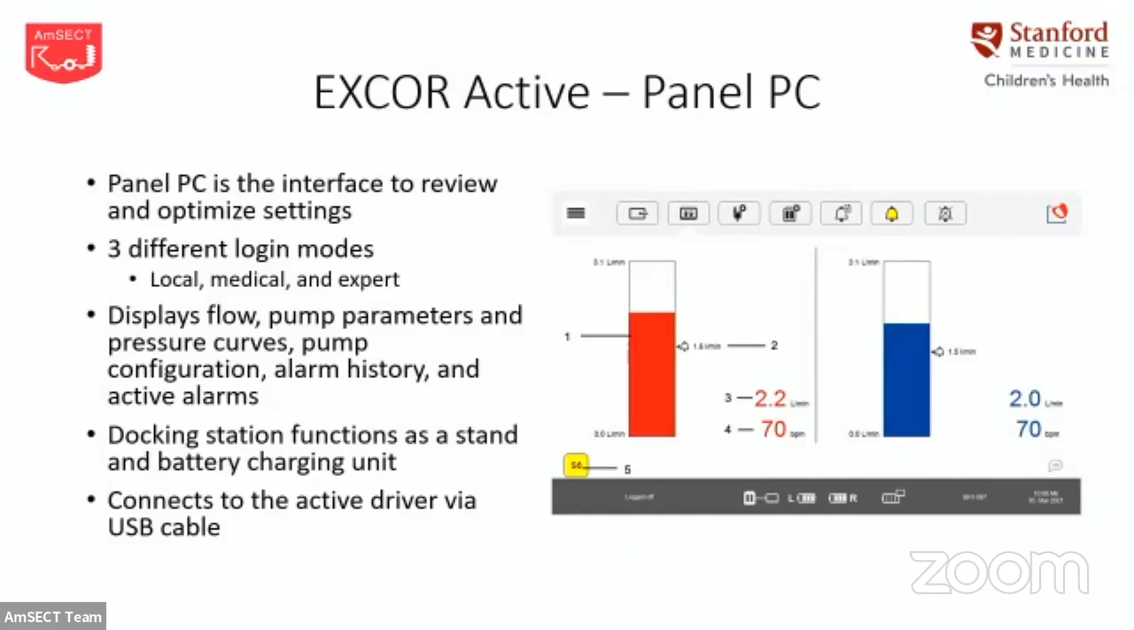And then if you have an active alarm, you can see the yellow bell pop up. There's a docking station that comes with the panel PC, so it really acts as a stand for the panel PC and also charges it. And then the active driver has a USB cable to connect to the panel PC, and you have to have that connection made to log in as medical or expert and to make changes to your pump parameters.